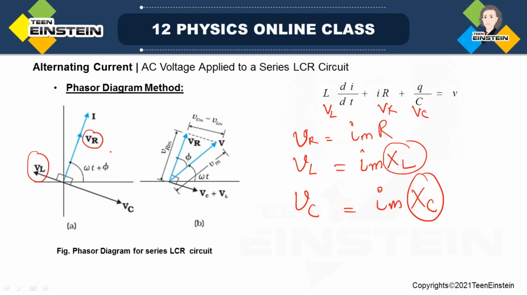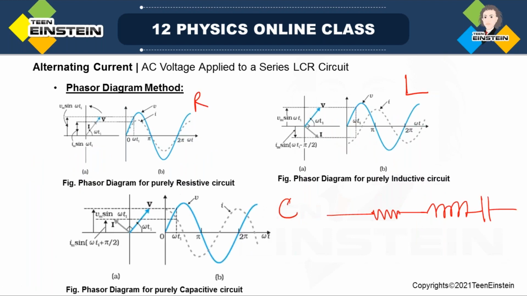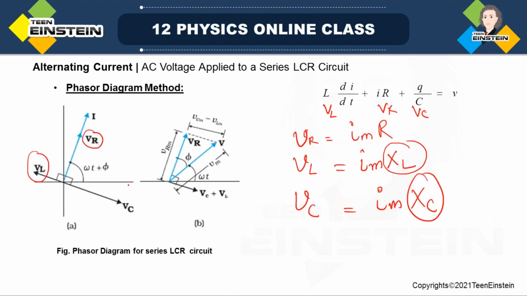And in a purely capacitive circuit, as you can see from here, in case of an inductor the voltage leads over the current, and in case of a capacitor the current leads. So current is ahead of voltage, and that is what we have drawn here. This is the voltage and this is the current, and the phase angle between current and voltage is 90 degrees.